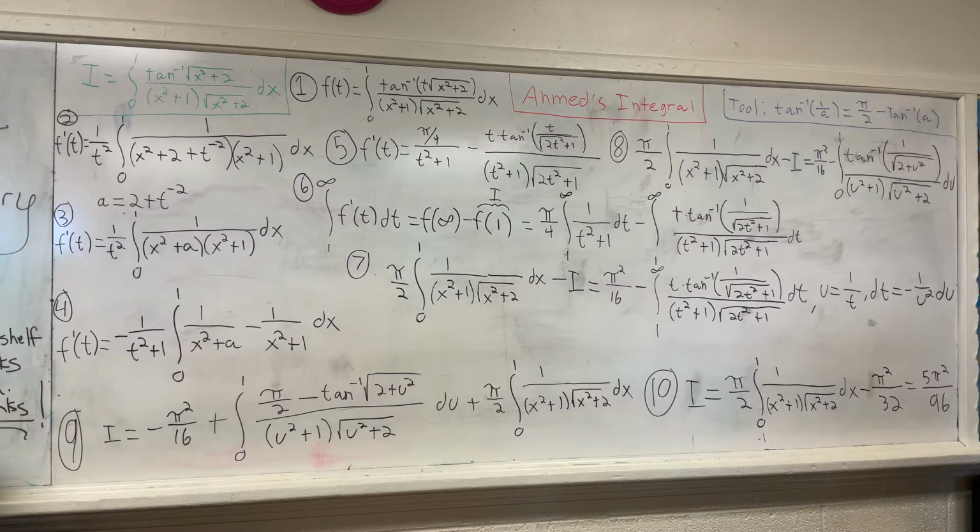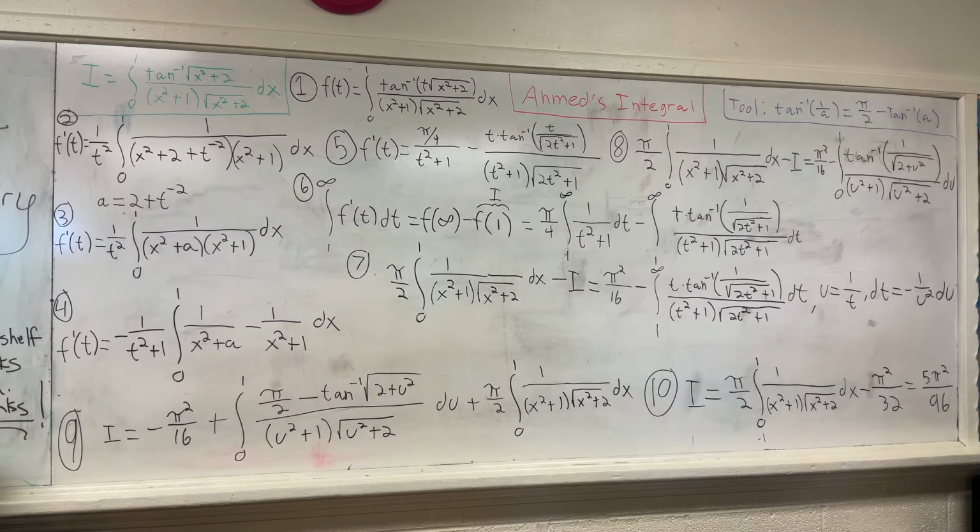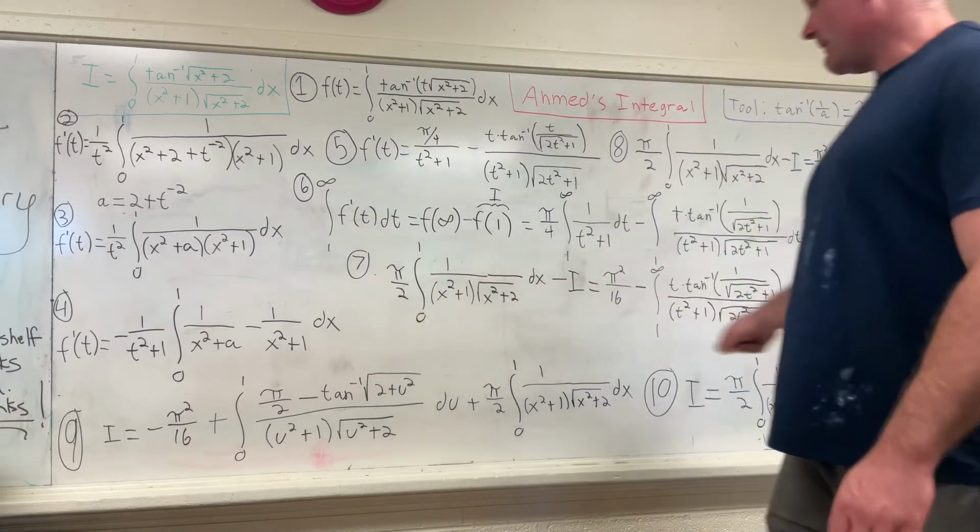So now we're on step 9. In step 9, we use this tool right here. Tangent inverse 1 over a equals pi over 2 minus tangent inverse of a. And we use that on this part right here. So we know that the tangent inverse of 1 over the square root of 2 plus u squared is equal to pi over 2 minus the tangent inverse of the square root of 2 plus u squared. And that's all written right down there in step 9.